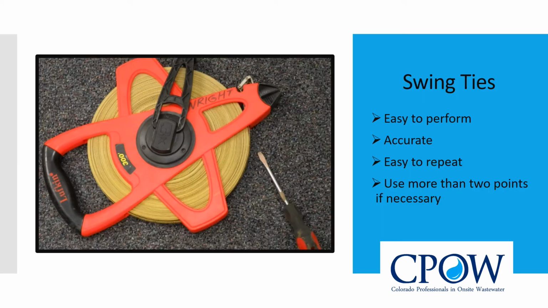Swing tie method. Swing ties are easy to perform, accurate, easy to repeat. You need to use a minimum of 2 points of reference. If needed, use more than 2 points if it will assist in locating the component. More details on the next slide.